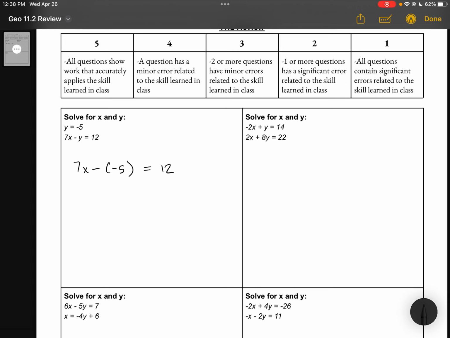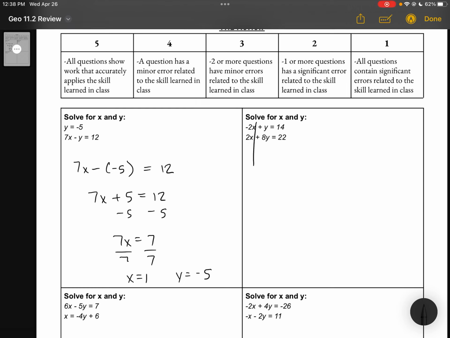And the reason why parentheses are so important, if you have these two negatives next to each other, see they cancel out to form a positive. So we will end up with 7x equals 7, divide both sides by 7, and x equals 1. We already know that y is equal to -5, so we have our full answer solved and ready to go.